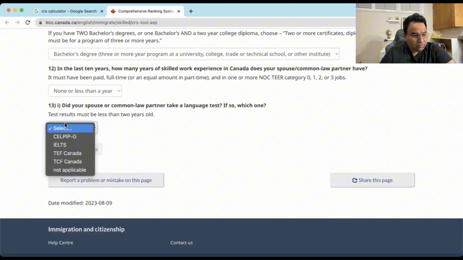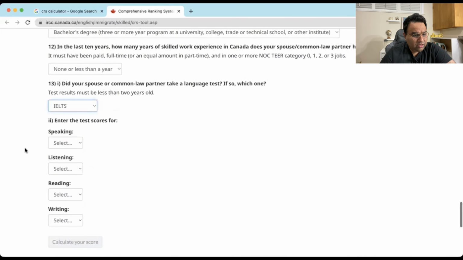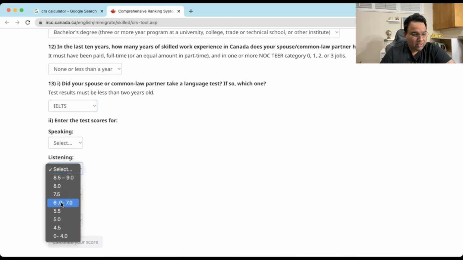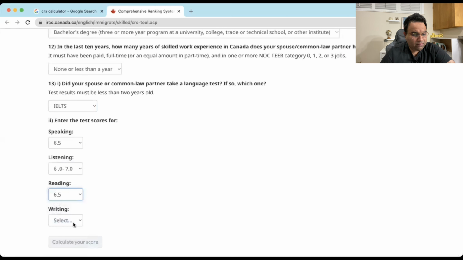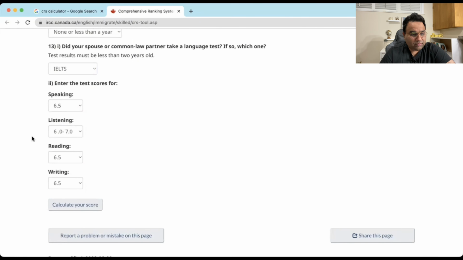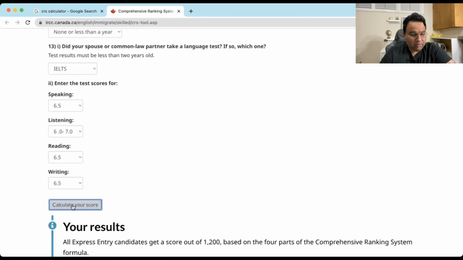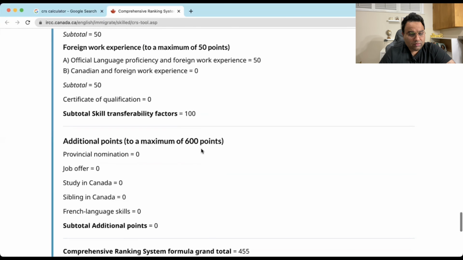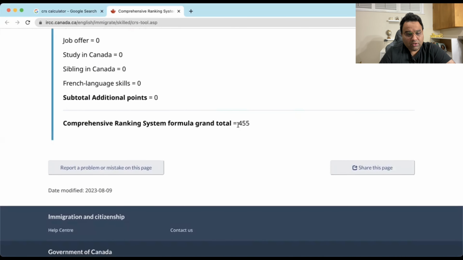Have yeah. So even she got the IELTS. I don't recall exact, but I'm kind of gonna sort of roughly put them. Honestly, I don't remember. So let's say 7 here. Let's say 6.5. I'm just gonna put these, and I will calculate my score. So the score I'm getting over here is 455.